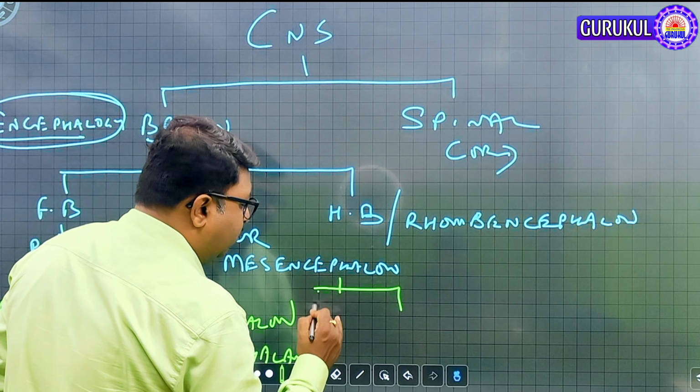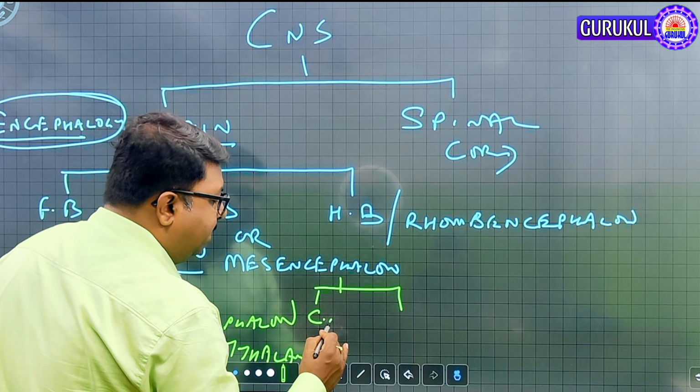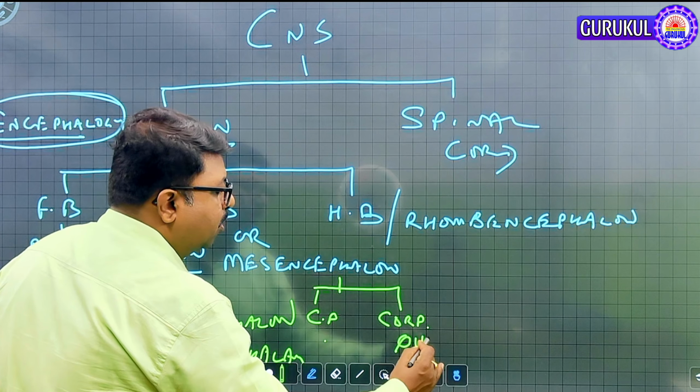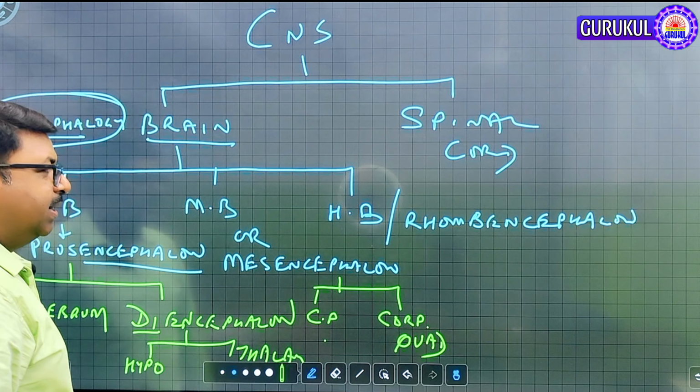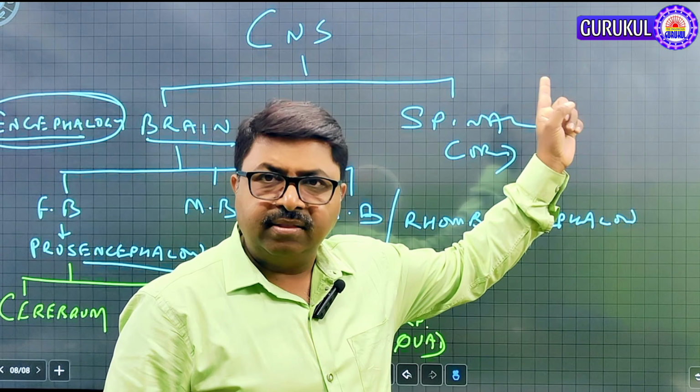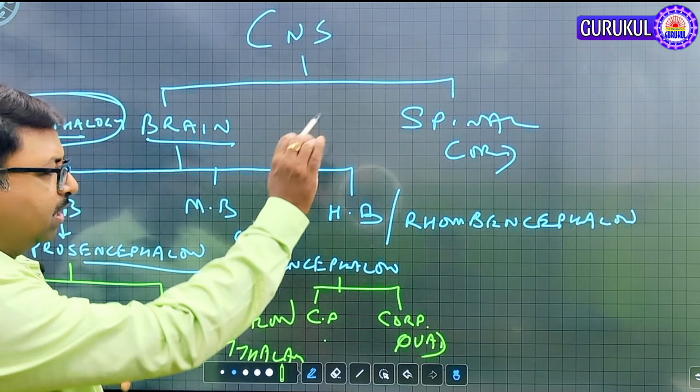Mesencephalon has two parts: one is cerebral peduncle and the other is corpora quadrigemina. That is the midbrain. There is a separate video only on midbrain. Just click on the I button and see the midbrain section.